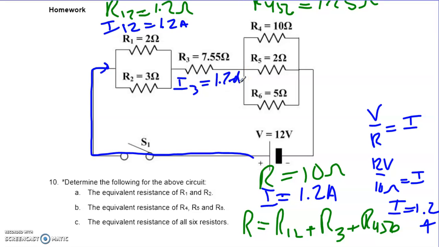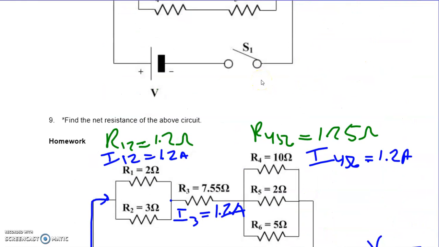Because that current splits off at 1 and 2, but then it comes back together right before R3. It comes back together right here. So when it splits off into whatever and whatever, it'll come back and reform at 1.2 amps at resistor 3. And then again, at 4, 5, and 6, the total current, I456, must be 1.2 amps.